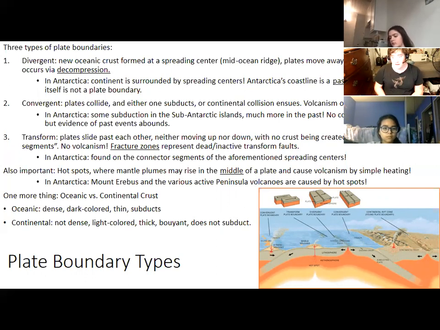In Antarctica, the entire continent is actually surrounded by spreading centers right now. Antarctica's coastline is not located at a plate boundary. The plate boundaries themselves are further out in the ocean where the spreading centers are. Antarctica is what would be called a passive margin, meaning that its coastline is not where a plate boundary is right now.